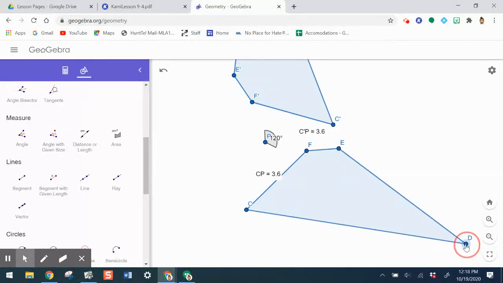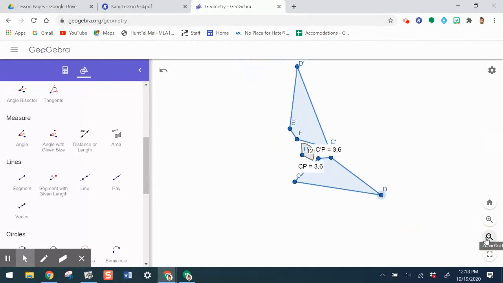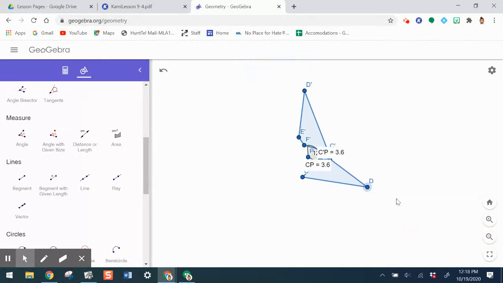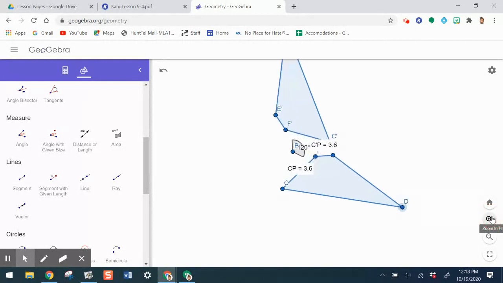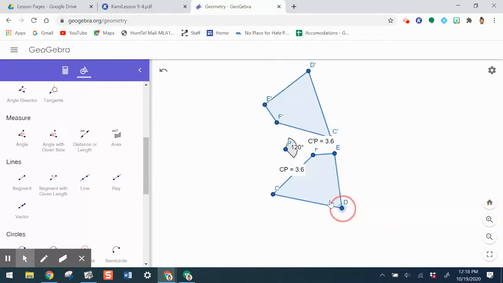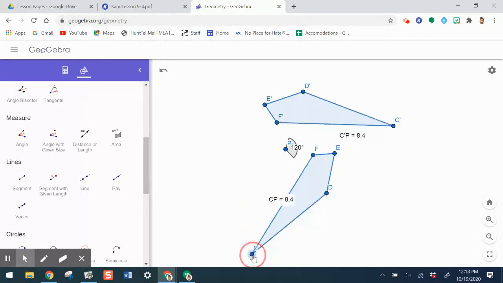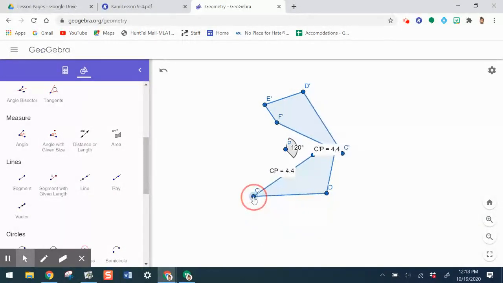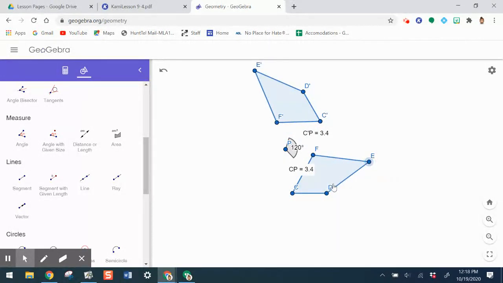Even if I were to drag point D way out here, and we can maybe zoom back a little bit, it's still suggesting that the angle of rotation is still 120 degrees. And the distance from any point to the center of rotation remains the same. So we can kind of play around with this as much as we want. And we see what we learned in items 8 and 9 still remaining true.